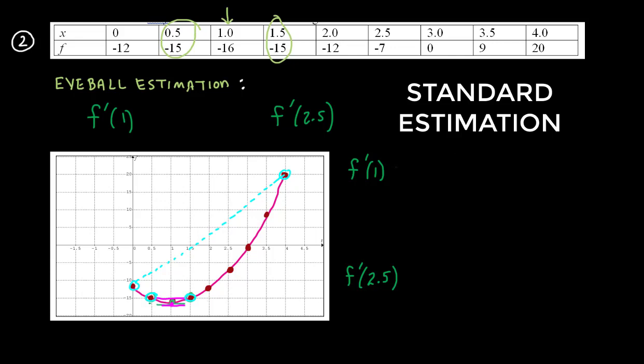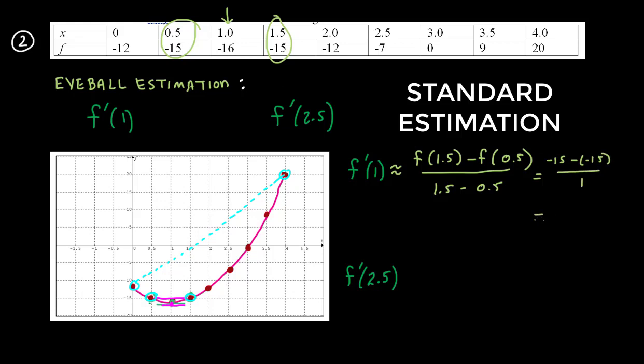So let's do that. f prime of 1 is approximately f at 1.5 minus f at 0.5 all over 1.5 minus 0.5. And so we use our chart to figure that this was negative 15 minus negative 15 all over 1, and that comes out to be 0, which is probably what you eyeball estimated the derivative to be at 1. So that one was fine.